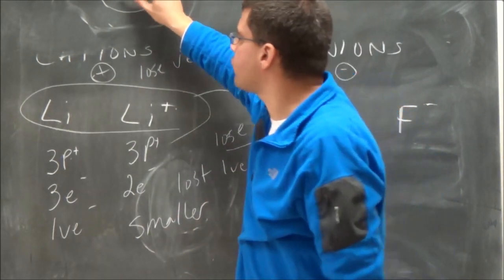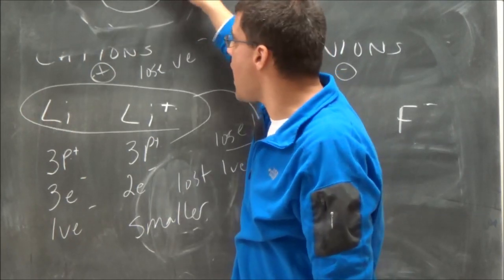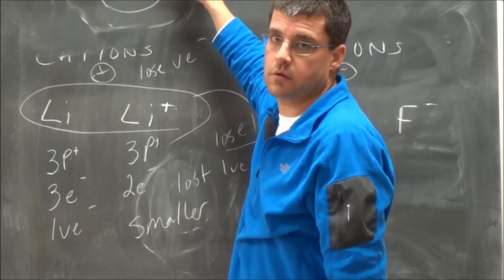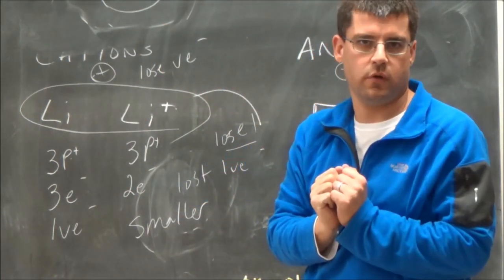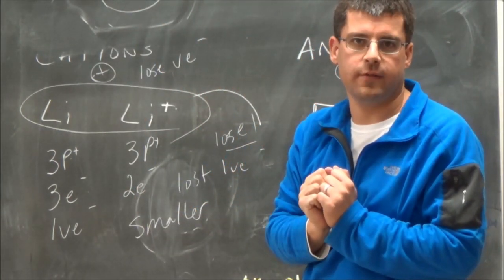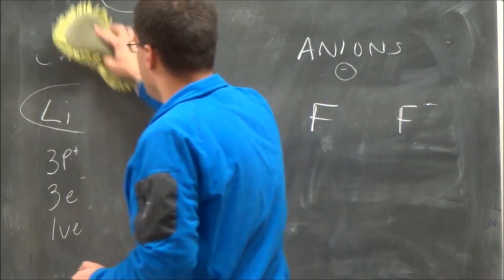And here's the other thing. You have a strong nucleus of 3 protons with only 2 electrons. So there's a high Coulombic attraction. Therefore, the radius decreases. More of a pull inwards. Less shielding and repulsion, less levels. All right, let's take a look at the other version of it with anions.